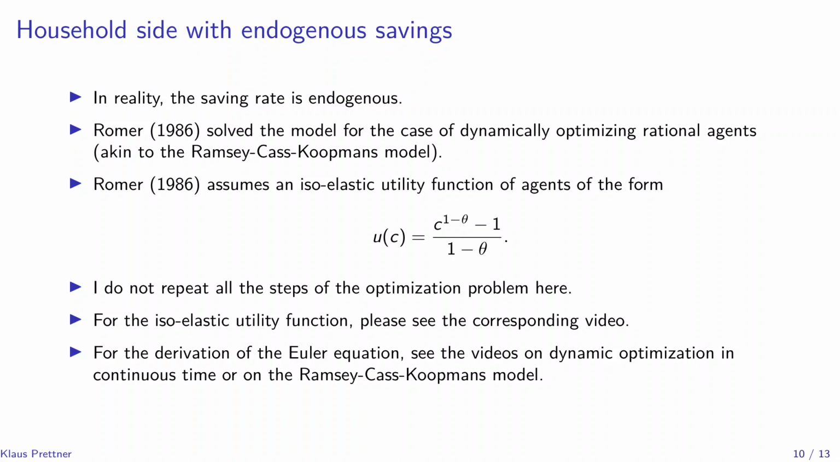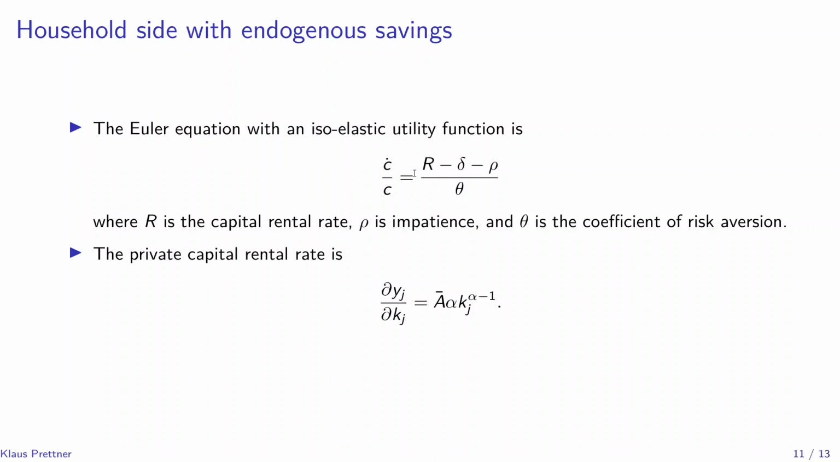Whichever of these you look up, you will see that the result of a dynamic optimization problem with this utility function and the standard dynamic budget constraint is the standard consumption Euler equation that we now describe here. This consumption Euler equation states that optimal consumption growth of an individual is a function of the interest rate, which is the capital rental rate minus the rate of depreciation, impatience of the household, which is usually denoted by rho, and the coefficient of relative risk aversion, which is theta.